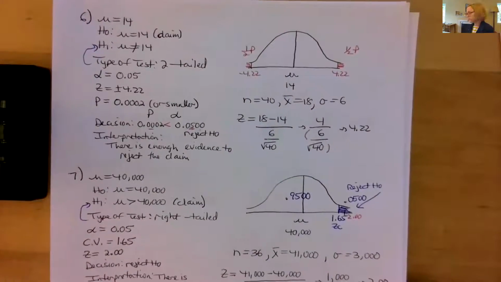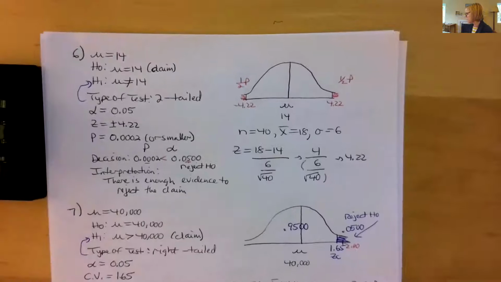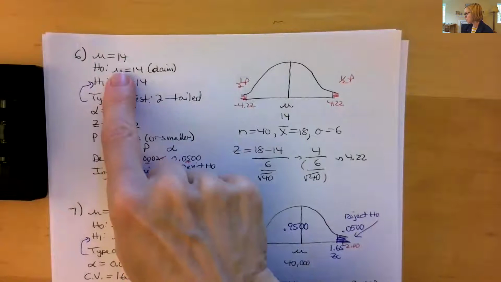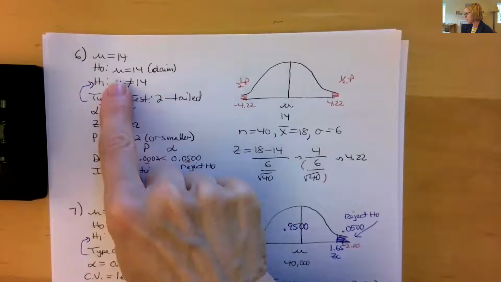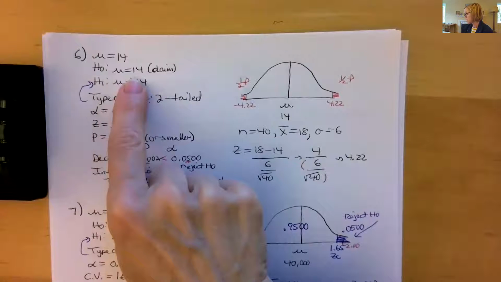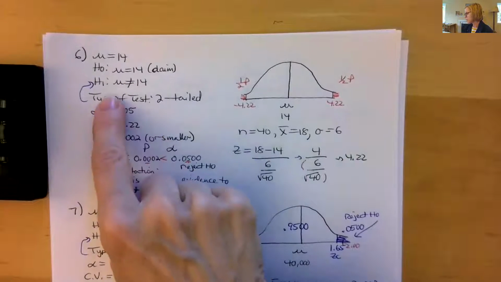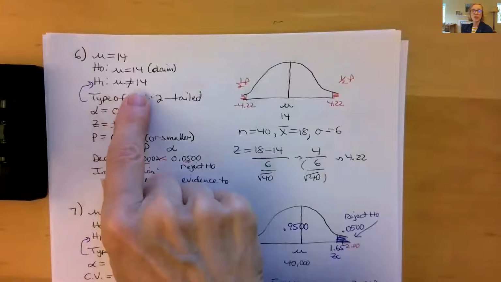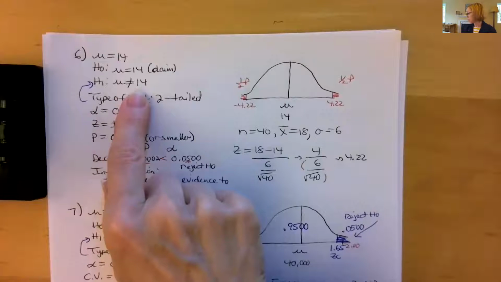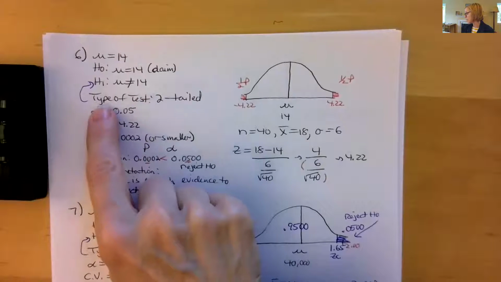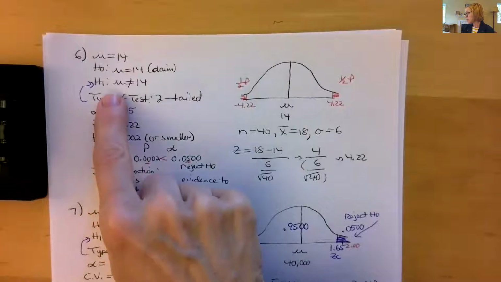If we go to number 6, it asks us to do that same question, but this time using a p-value instead of a critical value. So again, we're going to use mu equals 14. The null is the same, mu equals 14. That was the claim. The alternative is that it's not equal to 14 because it didn't say anything about less or more. And so the type of test matches to the alternative because we're checking for rejection of the null.